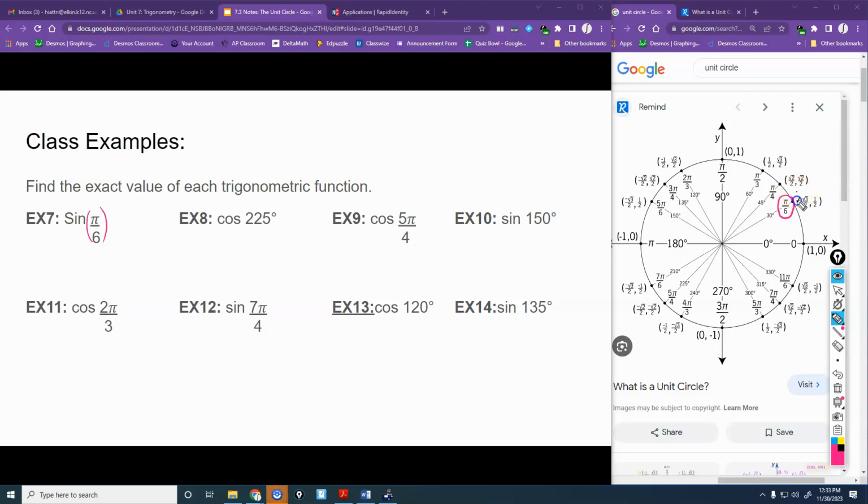Your answer, though, always comes from the point out here on the edge. And so this one is sine, so should I look at y-coordinate or x-coordinate? Y. Y-coordinate right here is 1/2. So 1/2 is my answer. Okay, does this make sense? Yes.